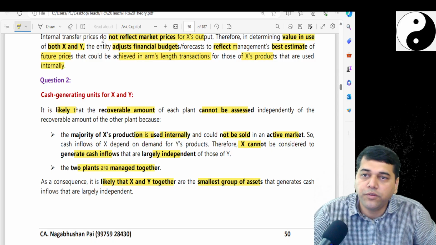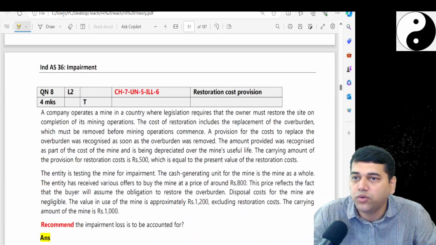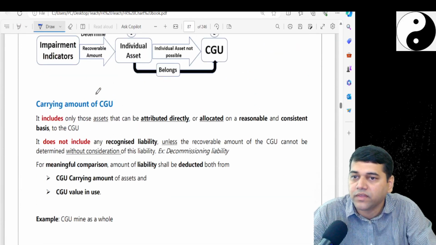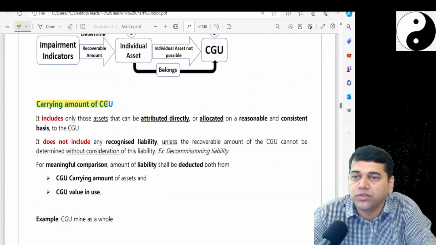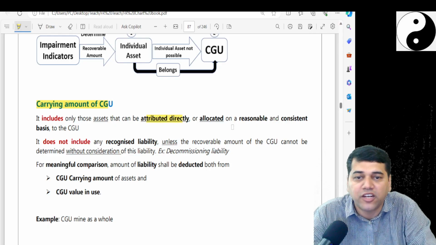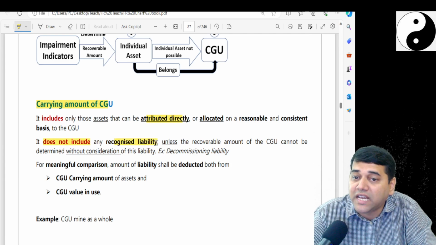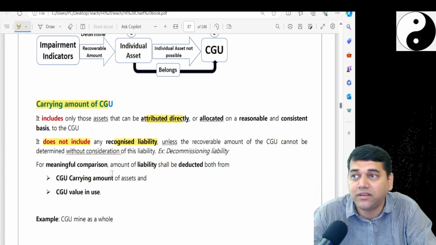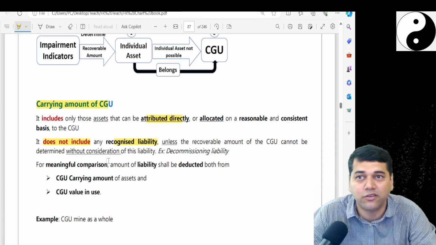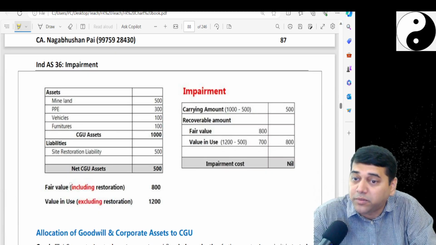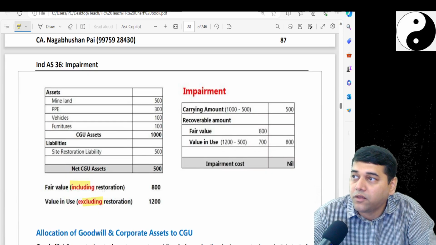Yes, so before we proceed with this question, let me remind you of one more thing. We discussed the carrying amount of the CGU: it should be directly attributable, allocatable on a reasonable basis, and does not include any liability except decommissioning. Then I gave you an example of how it works and the purpose of excluding this. Okay, I'll just remind you.